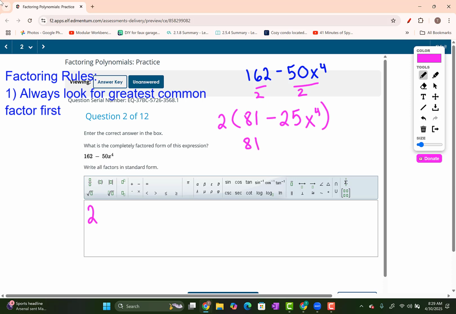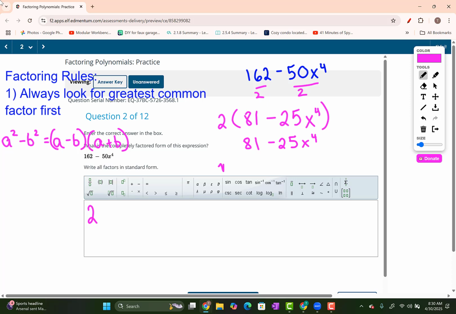Again, we're factoring, so we can pretty much forget about the factor of 2 that we factored out. But anytime you have 2 terms, it's either difference of 2 squares or difference of 2 cubes. This you should recognize as difference of 2 squares. And that's because 81 is a perfect square. The square root of 81 is 9, and the square root of 25 is 5.